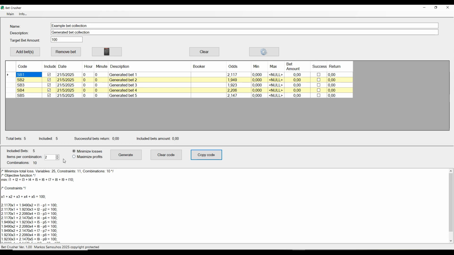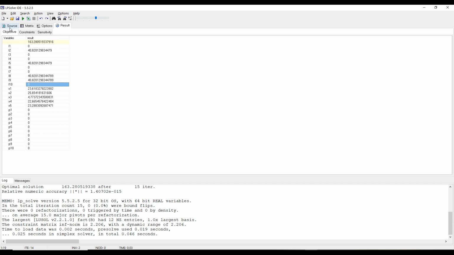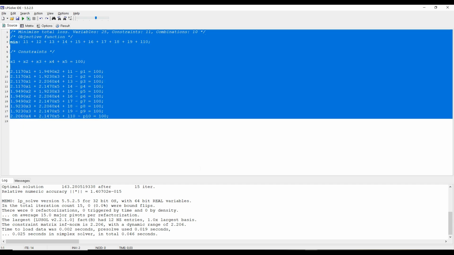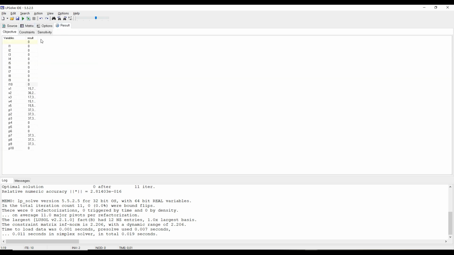Let's go on and generate the linear programming problem for 3 items per combination. Okay, let's copy the code. Let's go back to LP solve. Paste the problem and solve it. Now, as you can see, the optimal solution is 0. All the L variables are equal to 0, and this is our solution.